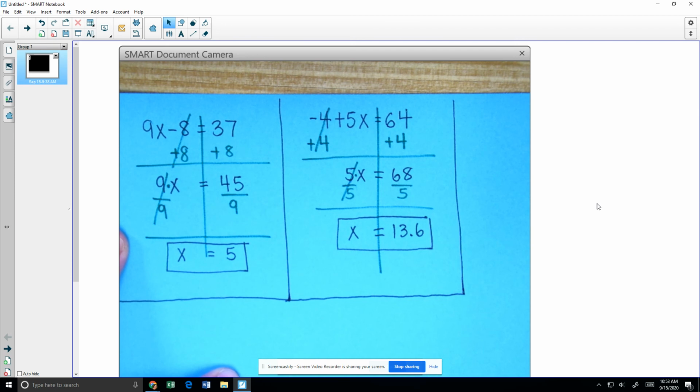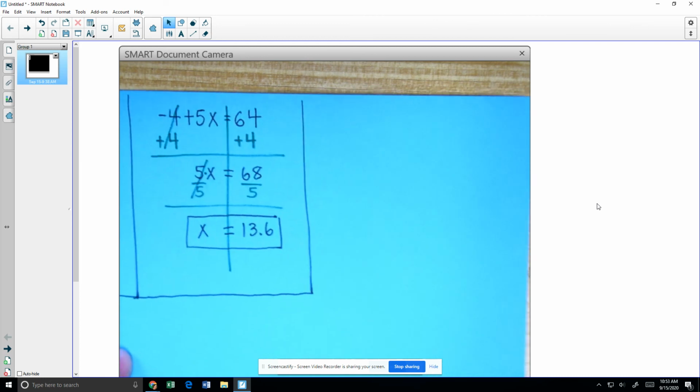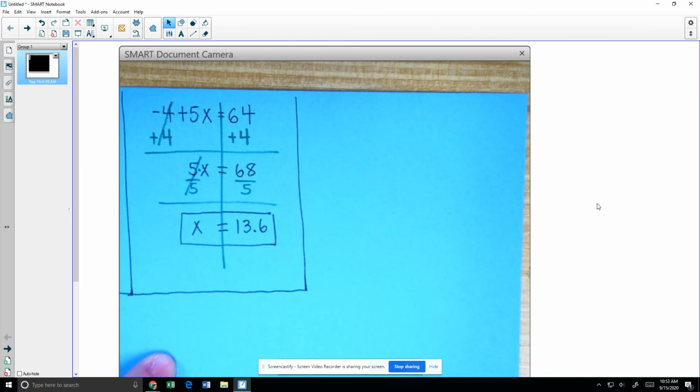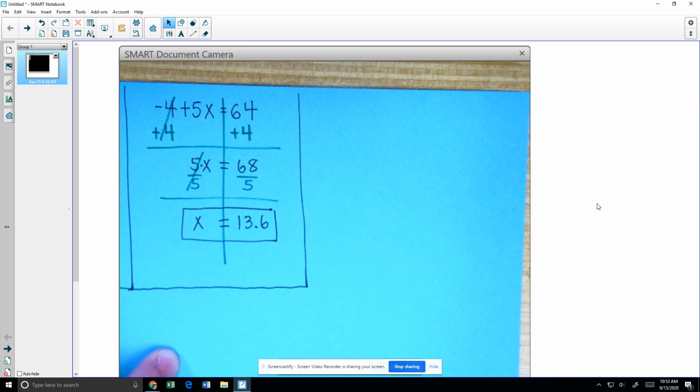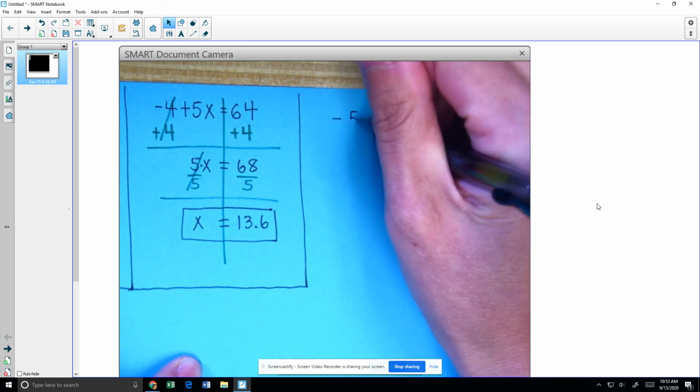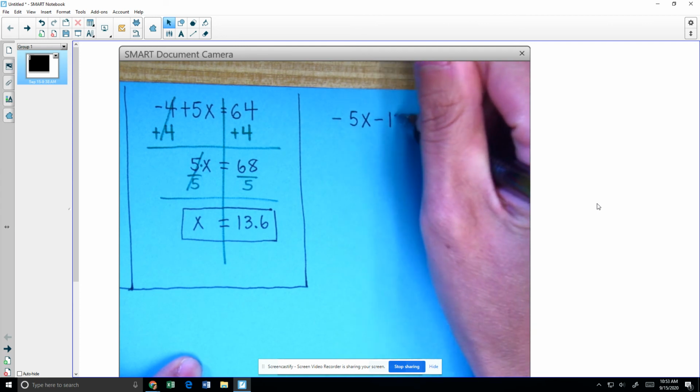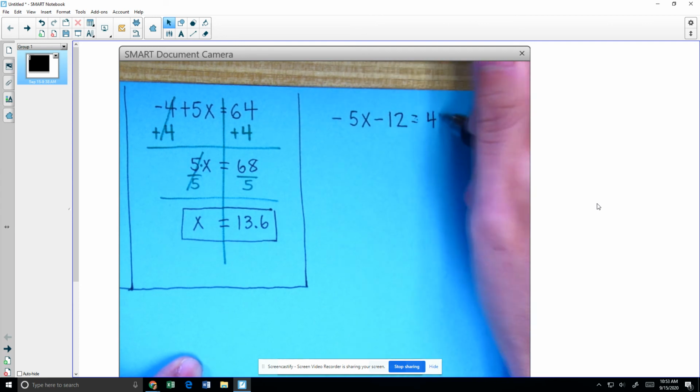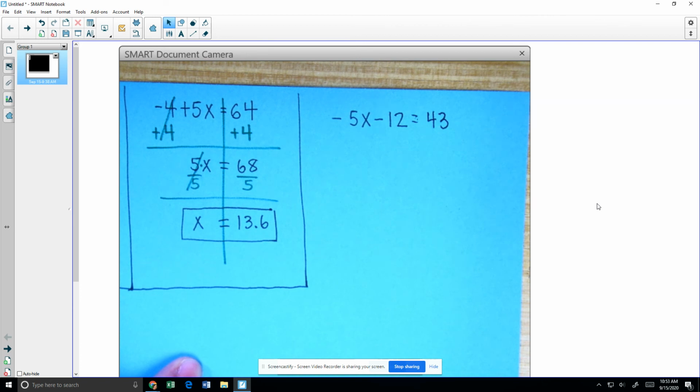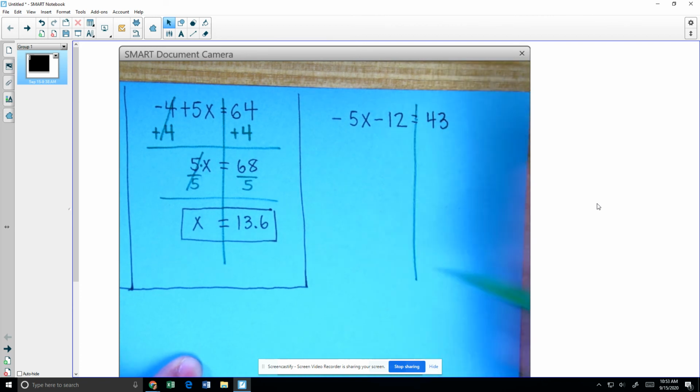Okay, let's go over 3 more questions. I'm going to make it even more complicated now. And the reason why it's more complicated is because now we have more negatives. The negatives always just screw us up. So let's practice them, okay? Let's say I have negative 5x minus 12 equals 43.